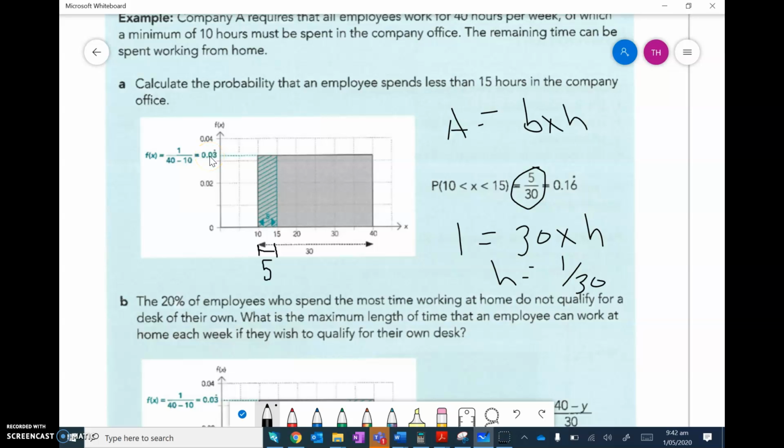Now the other way to work out the probability is, you know the distance here is 5. So you can just do base times height: 5 times 1 over 30, because you know your height is 1 over 30. So you can go 5 times 1 over 30 as another way of doing it. And you get the same answer, 5 over 30. Because I know my height is 1 over 30 and I've got a base of 5, base times height gives me the same solution.